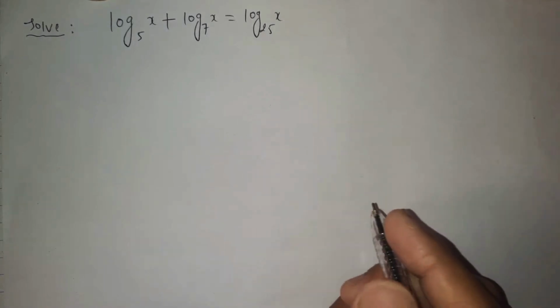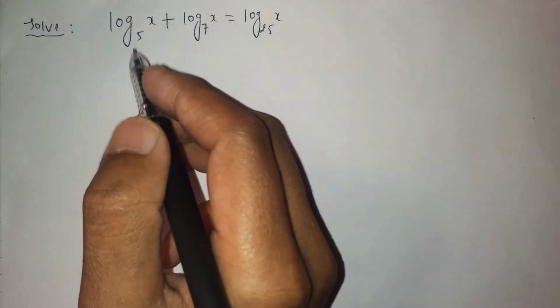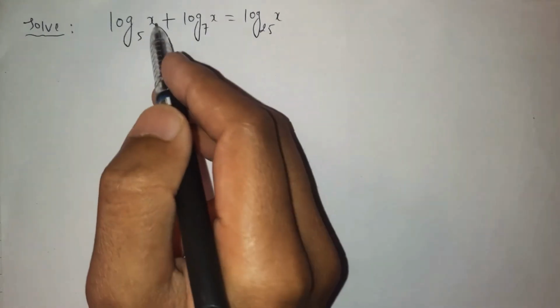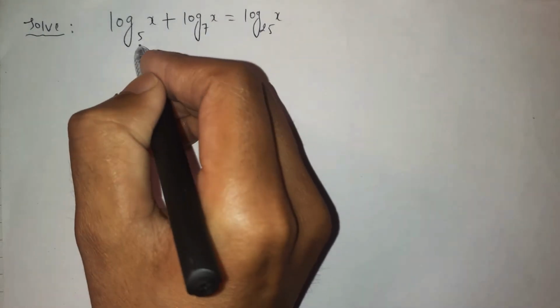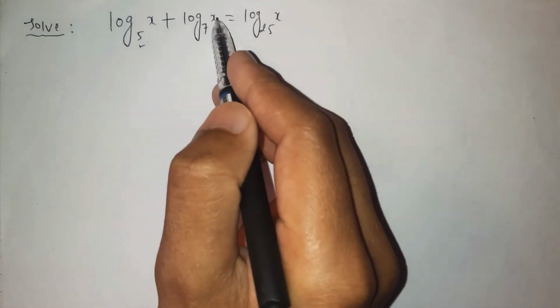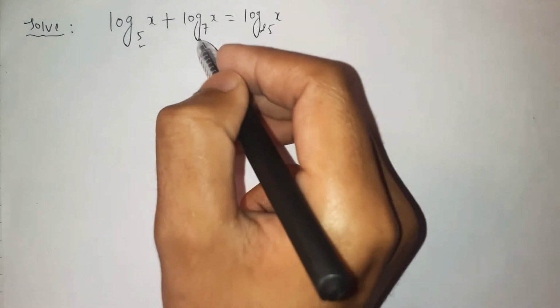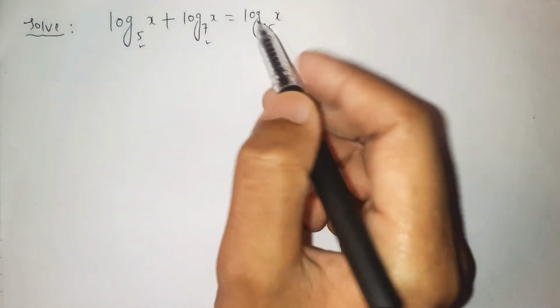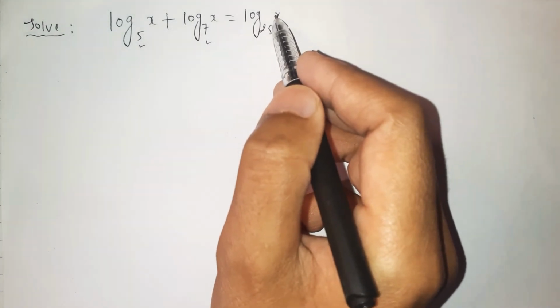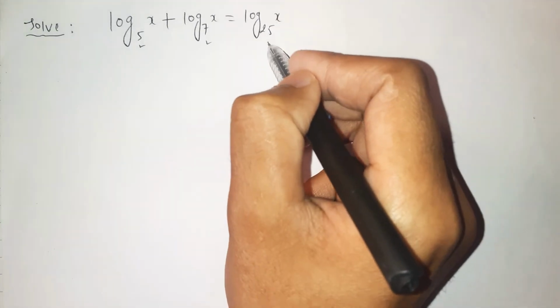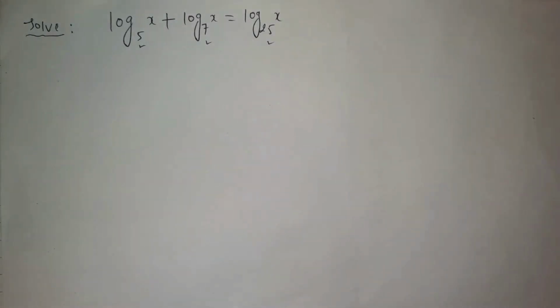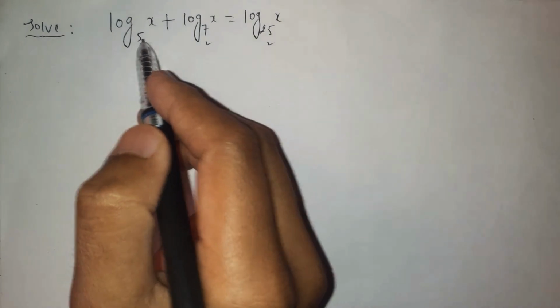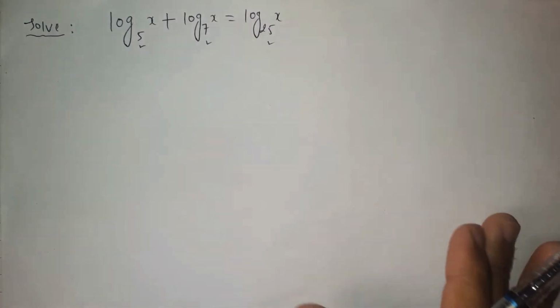Here I have taken logarithmic equations with different bases. Here the log of x with base 5, plus log of the same x with base 7, is equal to log of x with base 25. In this logarithmic equation, the bases of the logarithms are different. Here the bases are 5, 7 and 25.